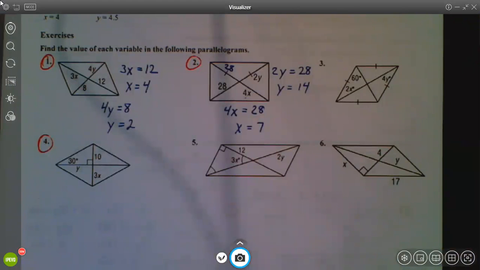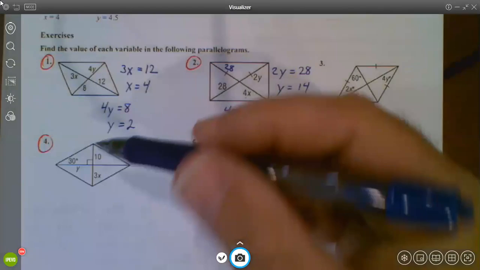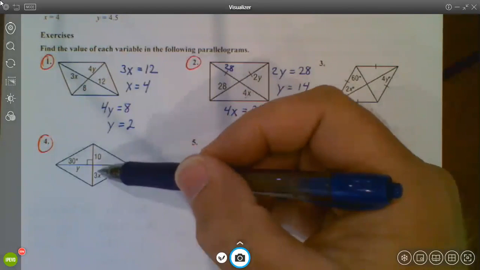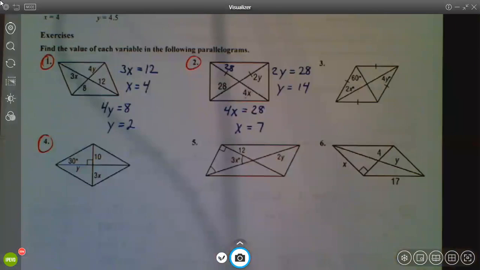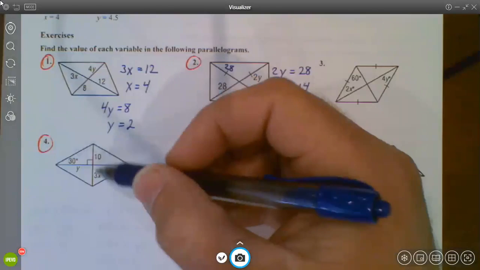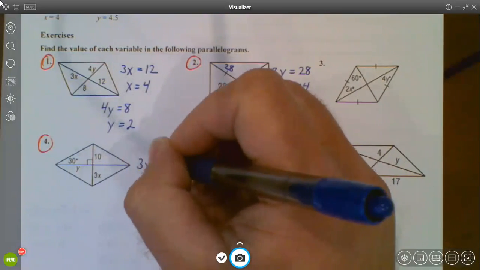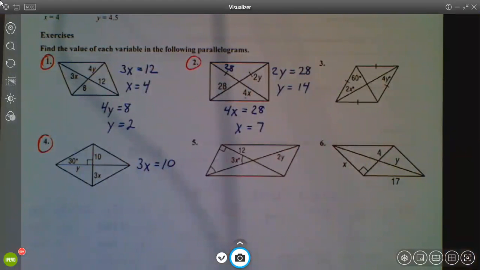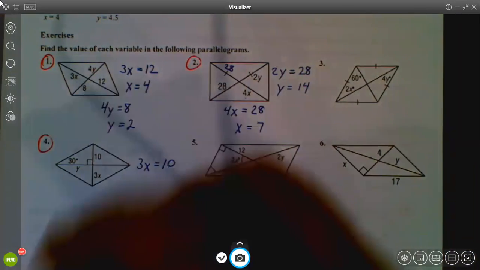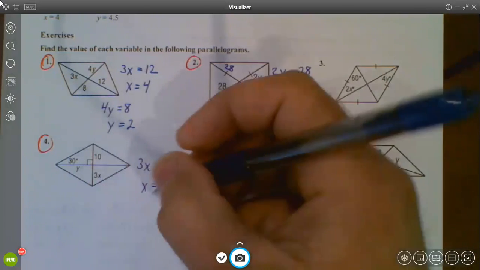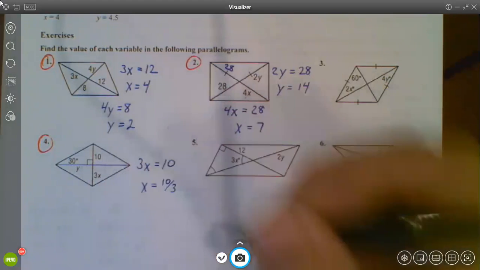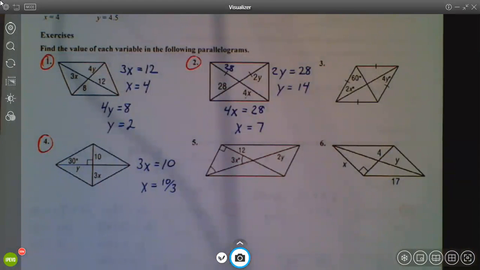Let me start with the obvious one. Based on the rule that we just talked about up above, we already know that 3x is equal to 10, right? The diagonals were bisected. So then this equals this, so 3x equals 10. And so obviously we can divide both sides by 3. So we figure out that x is 10/3. But what about y?